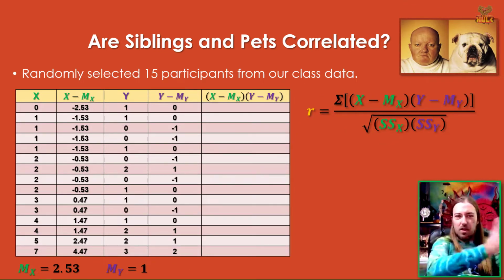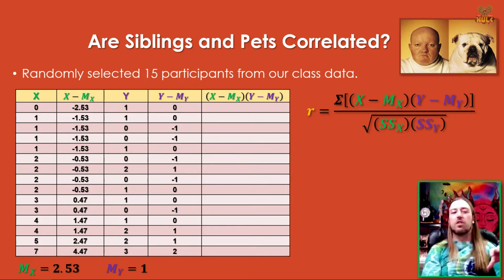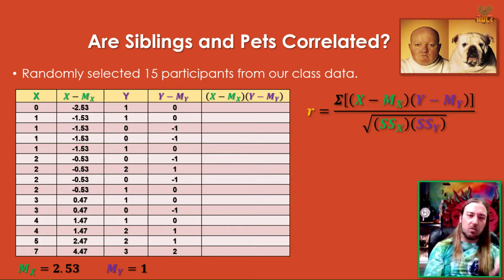So I got rid of those columns that just had the means in them in order for this to fit a little bit better, but the means are still down there below, 2.53 and 1. So now what we want to do is work with just those two columns.